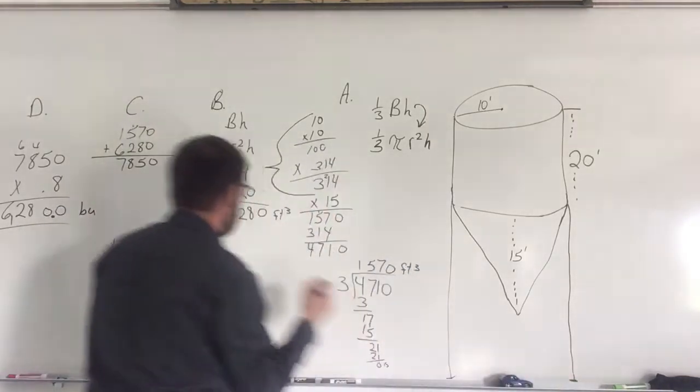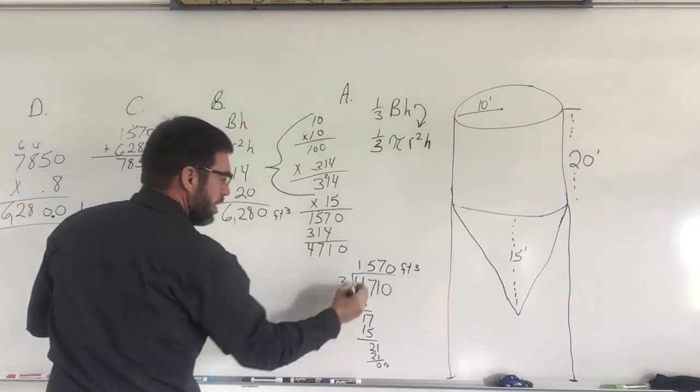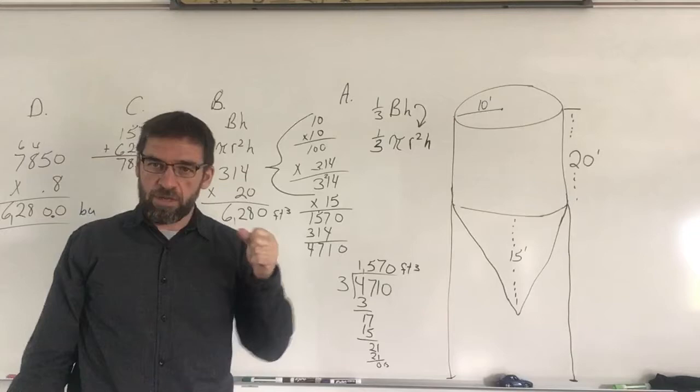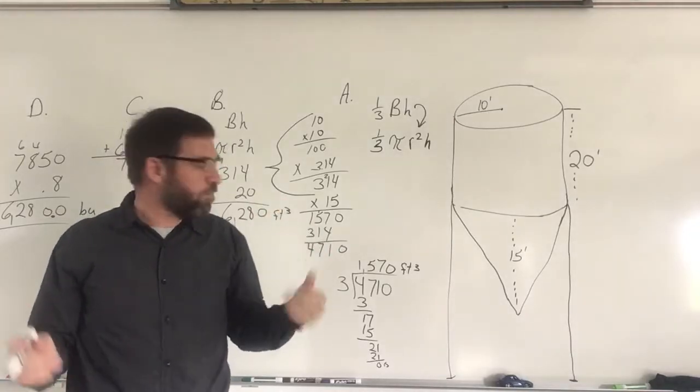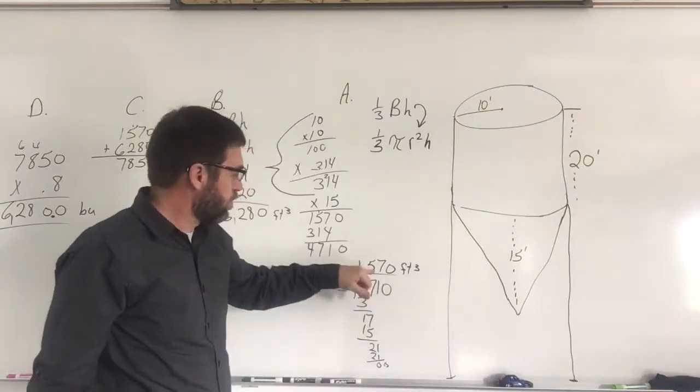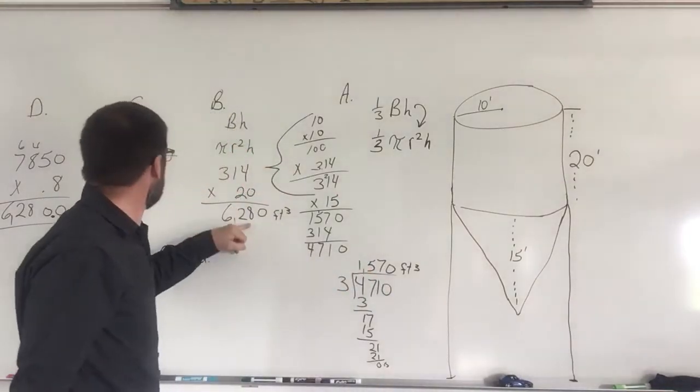Should have maybe made a comma there. 6,000, and this was 15,000. Now, this is where you're maybe doing something a little bit more, but it's real simple. You need to add the cone and the cylinder together. So my cone was 1570, and my cylinder was this here.